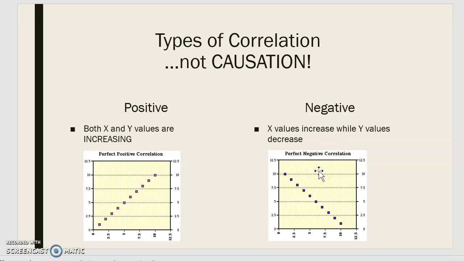And negative correlation is when our x values are increasing while our y values are decreasing. So our x values are going up, up, up, up, up. We're going to the right, while our y values start high, but then go down as these variables increase. So that's pretty simple. Again, the big thing to remember there is that correlation does not mean causation.